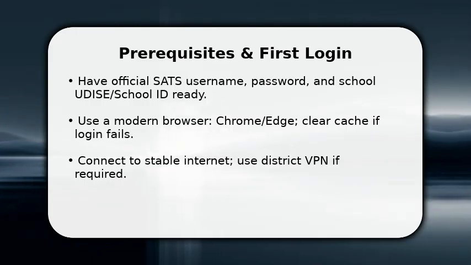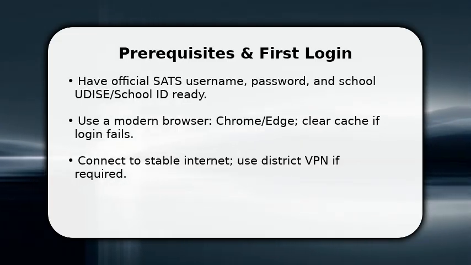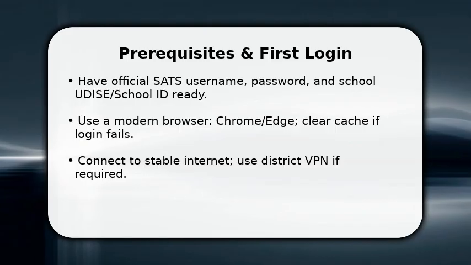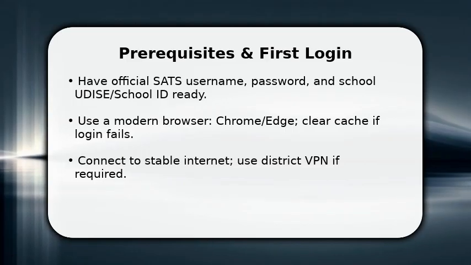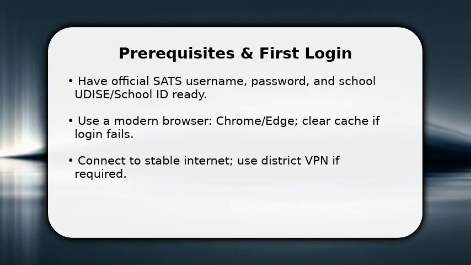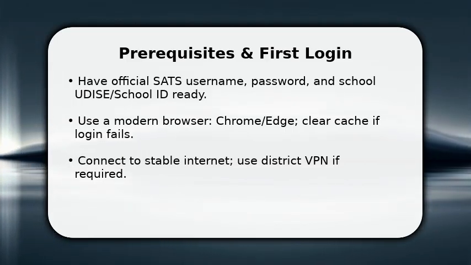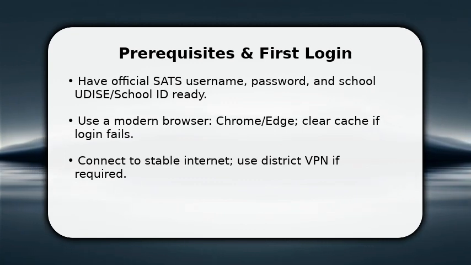You begin by confirming prerequisites: your SATS username, password, and the school UDISE/school ID. Open Chrome or Edge and go to the SATS MDM Karnataka login portal. Once there, enter the school ID first, then your username and password. If two-factor is mandated, expect an OTP to the registered mobile; enter it promptly. Make sure cookies are enabled so sessions persist. If you see a certificate warning, pause and contact District IT before proceeding.